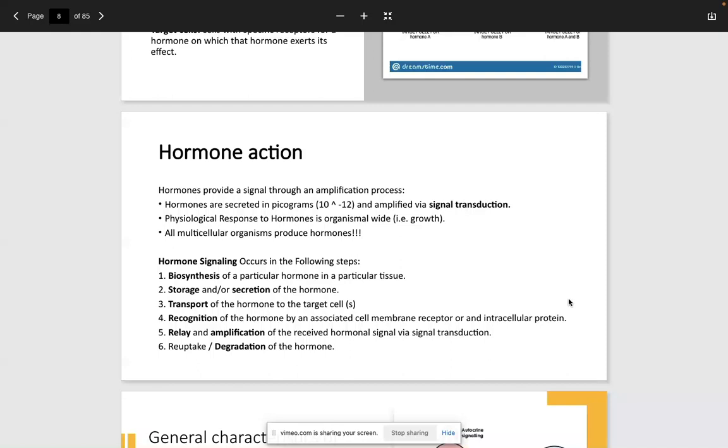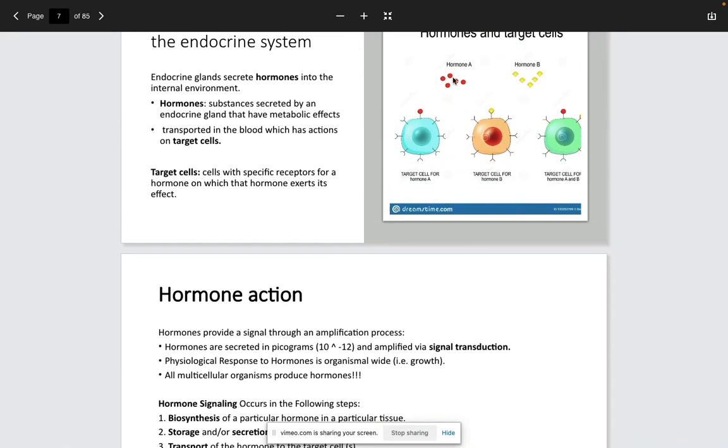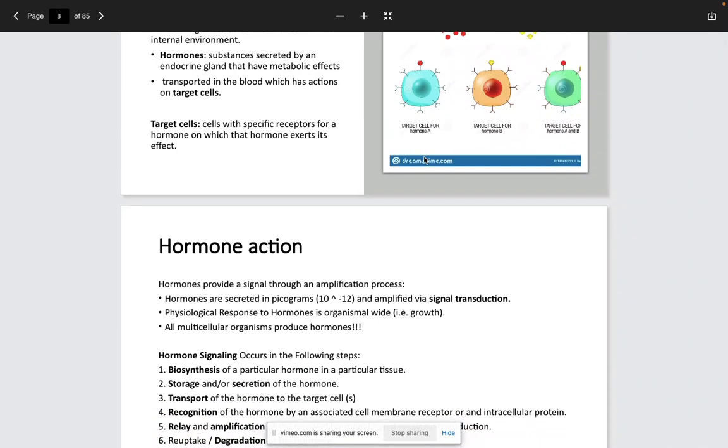It's going to recognize it, and then once it actually binds, we are then going to have an amplification step. This is important because this whole process of the hormone being amplified occurs through a process called signal transduction. Again, once this hormone binds to its receptor, there's going to be a process that occurs down here, and this is going to be called signal transduction, right? And that whole process is called amplification, amplifying this signal.